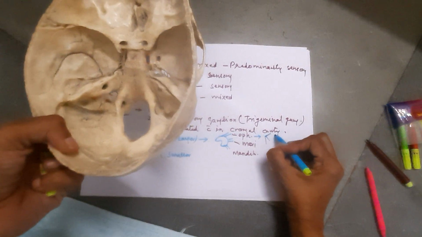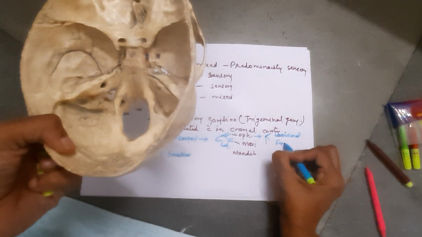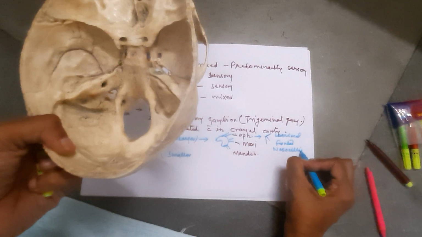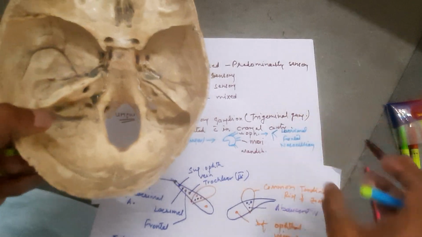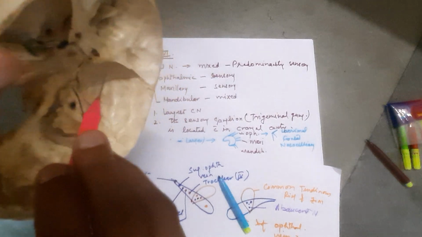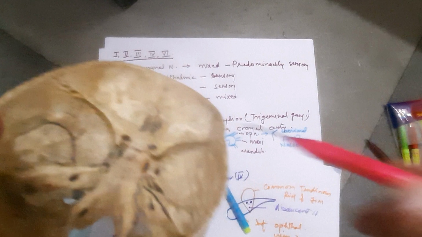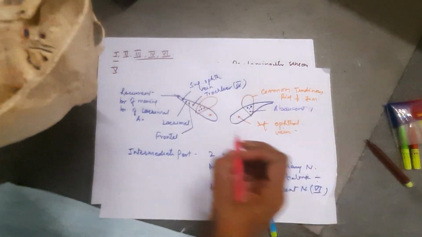These 3 nerves are lacrimal, frontal, and nasociliary. All these 3 divisions have to go to the eye. So they will enter through the superior orbital fissure. Already told you in a previous lecture, these on both sides are the superior orbital fissure. Previously I told you the structures passing through the superior orbital fissure.